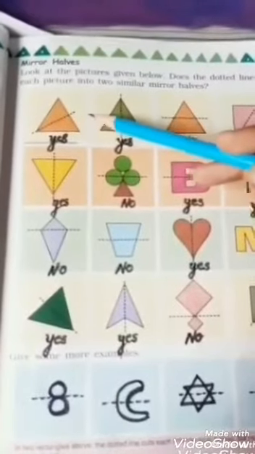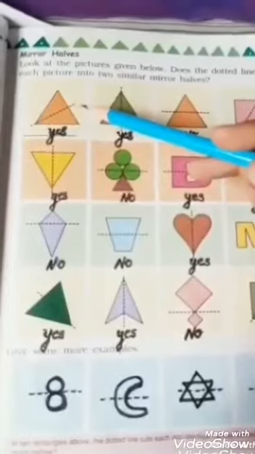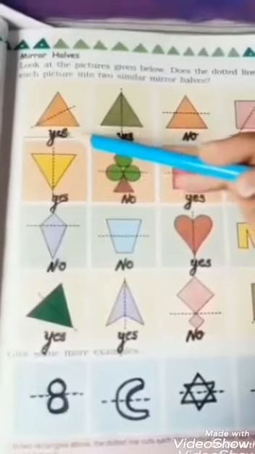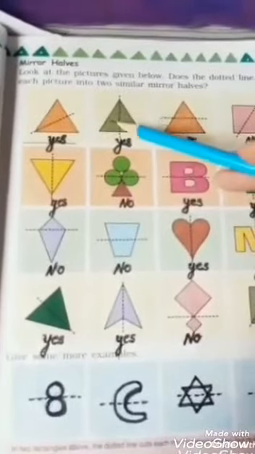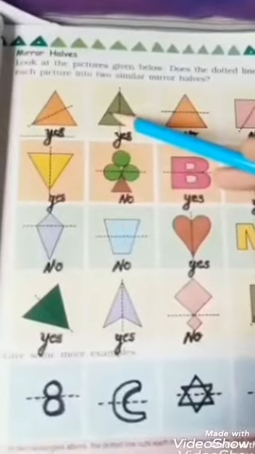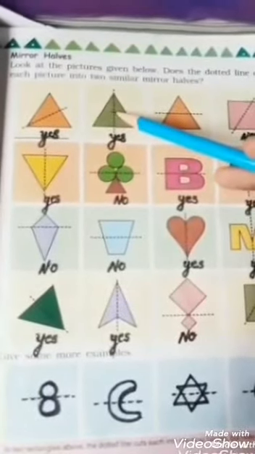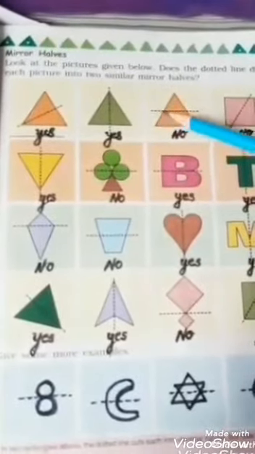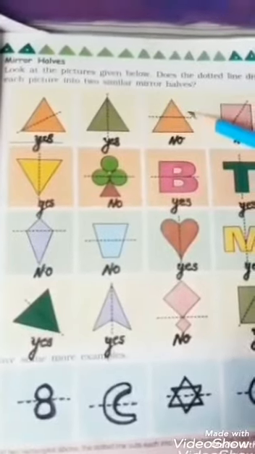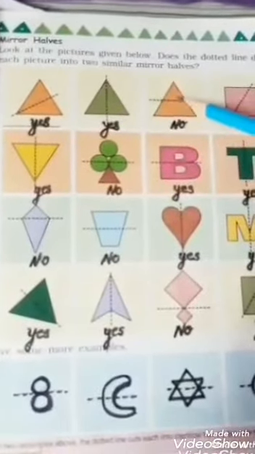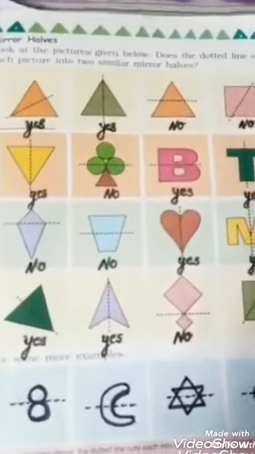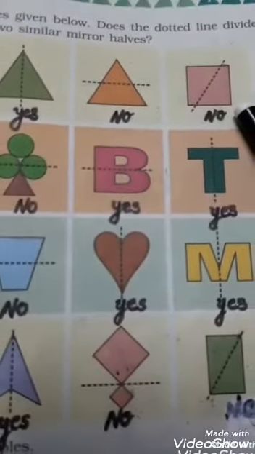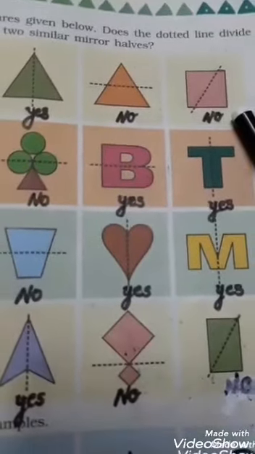So the first picture is a triangle. If it has two similar mirror halves, you have to write yes. The next picture is a triangle. It is cut into two equal halves, so it is yes. Next picture is also a triangle. It has been cut horizontally, so both sides are not equal. Hence, you have to write no. In this figure, the dotted line cuts it into identical halves but not mirror halves. So we have to write no.